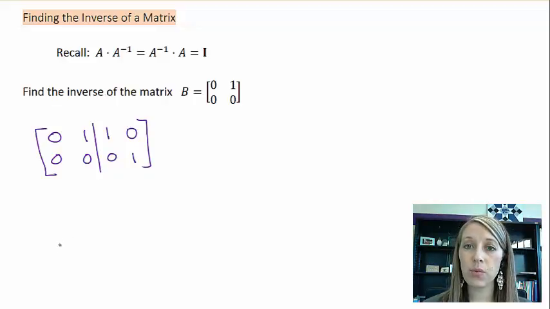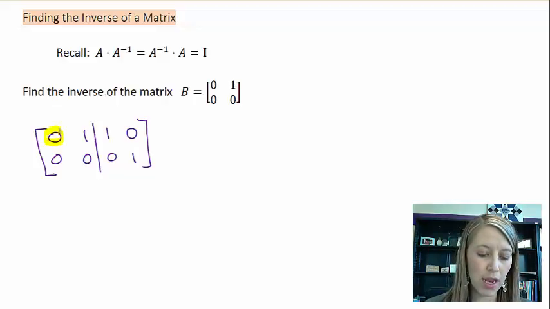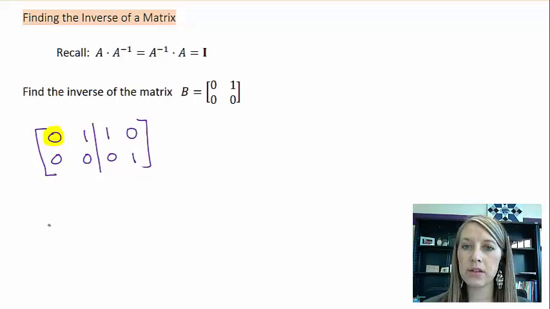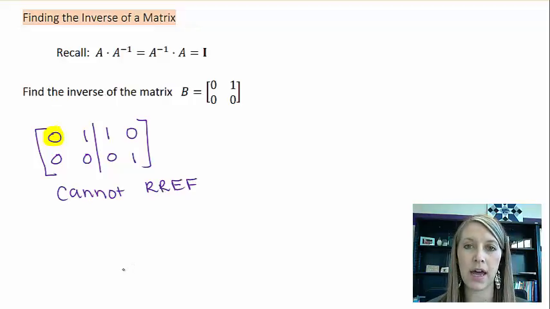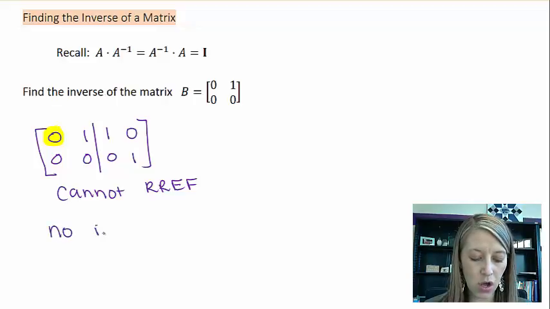So if I tried to row reduce this, notice we wouldn't really get very far, because I would want to create a 1 here, and there's actually no possible way to create a 1 there. So I actually cannot row reduce this to echelon format. Well, if I cannot row reduce it, that means there actually is no inverse.